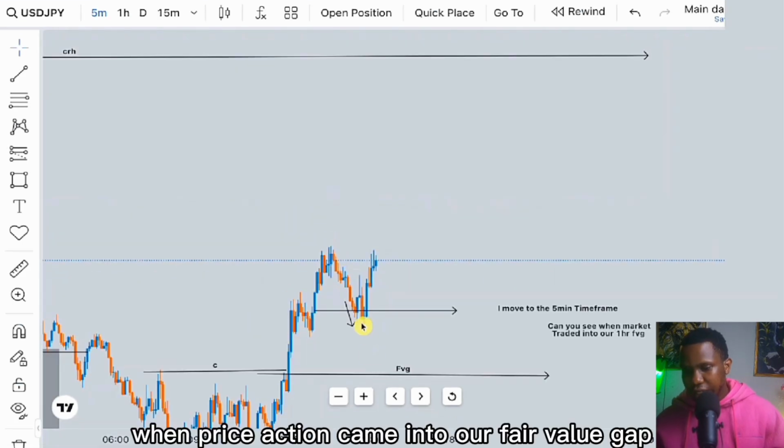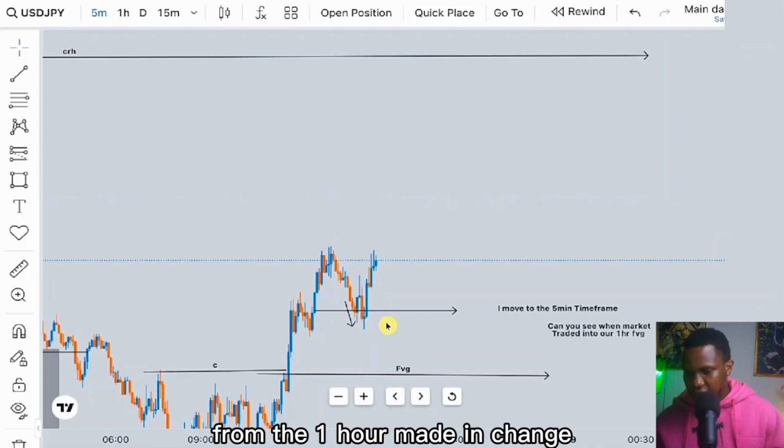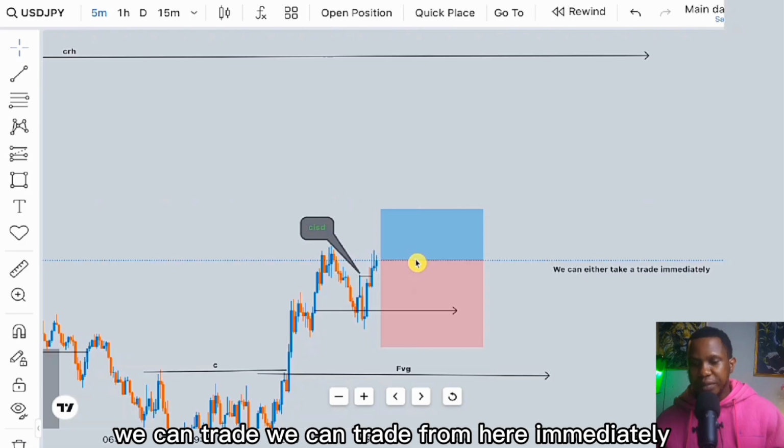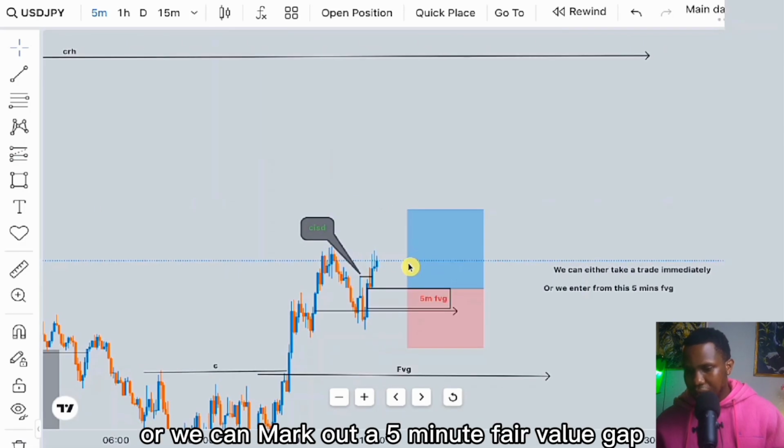Can you see when price action came into our fair value gap from the 1 hour, it made a change in state of delivery right here. We can trade from here immediately, or we can mark out a 5 minute fair value gap right here.